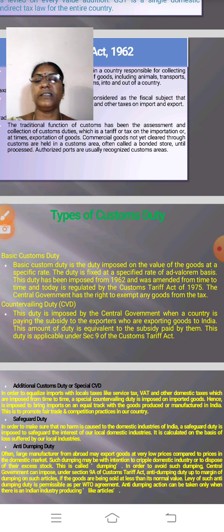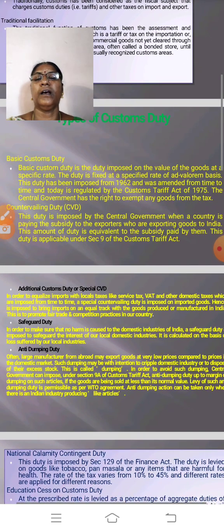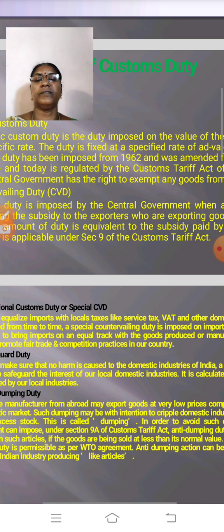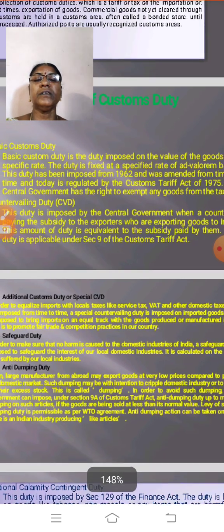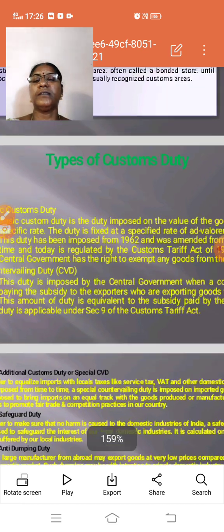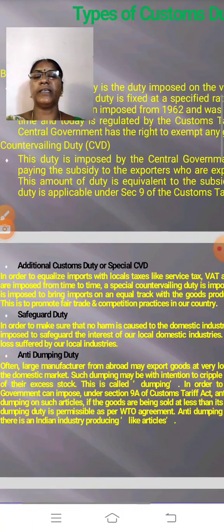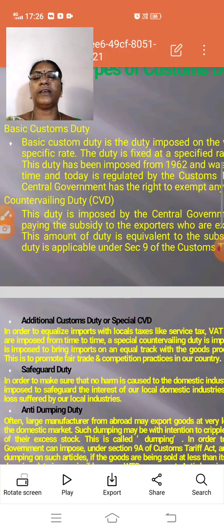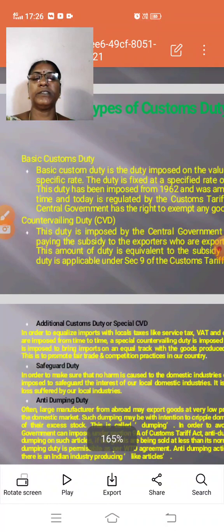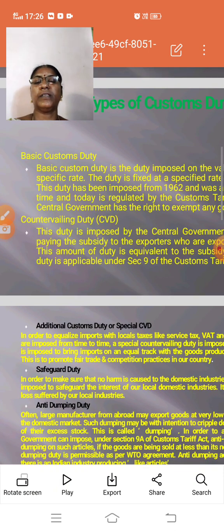And the additional customs duty, or special CVD, is levied in lieu of local tariffs and taxes like service tax, VAT, and other domestic taxes. Safeguard duty makes sure that no harm is caused to the domestic industries. It is purely to safeguard the interest of our local domestic industries. That is safeguard duty.